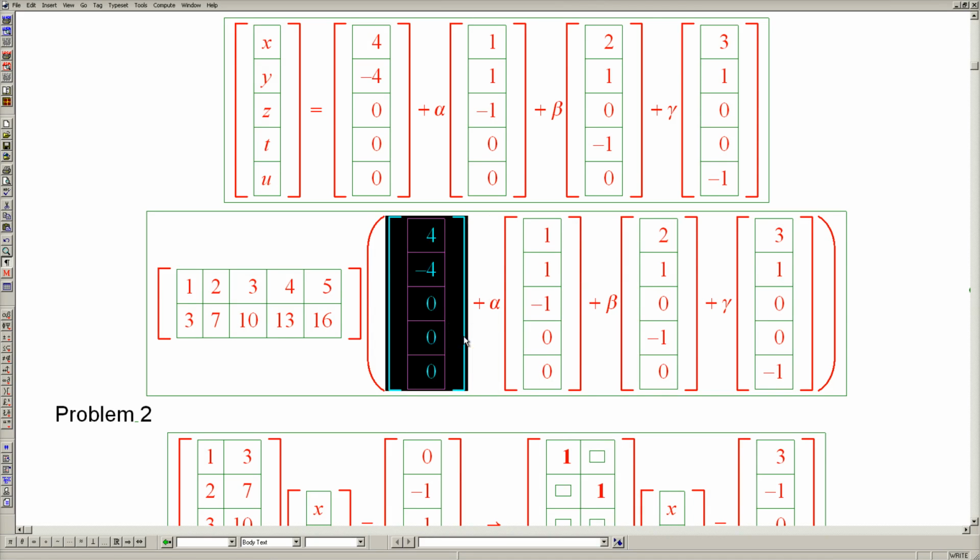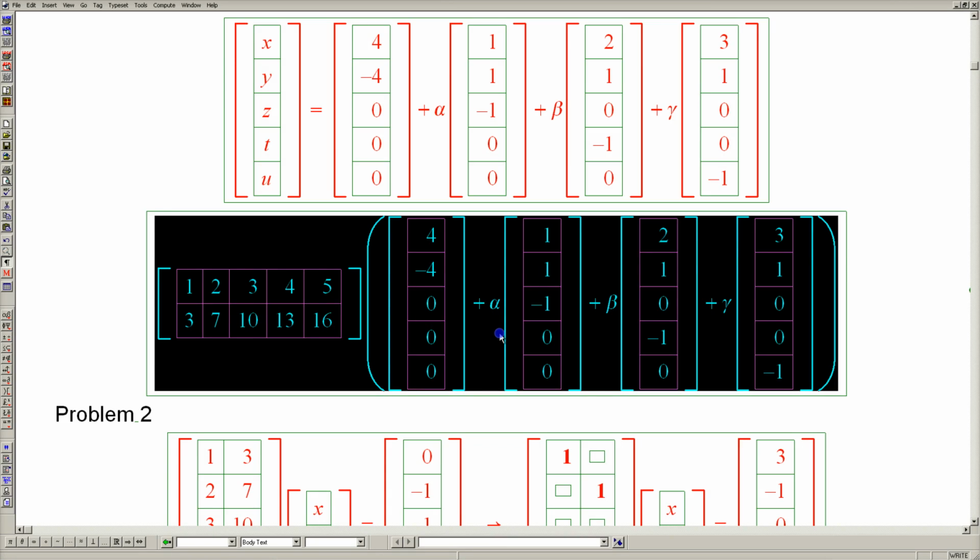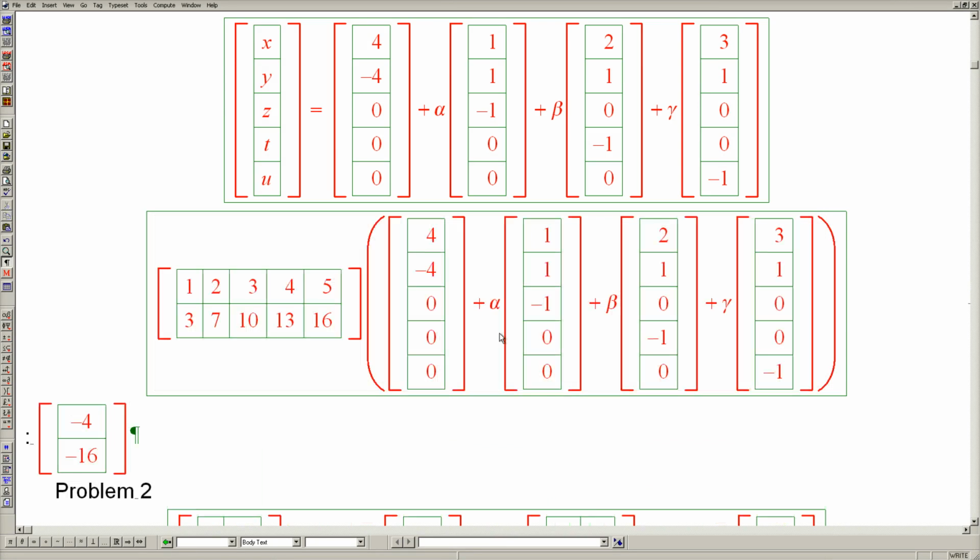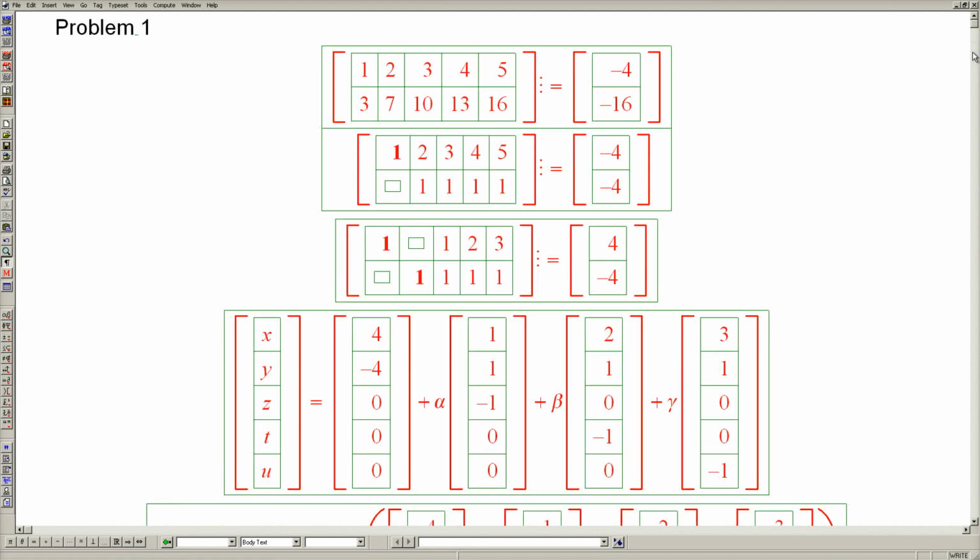Let's see if that indeed takes place. So highlighting this expression and evaluating it yields minus 4, minus 16, which is the correct right-hand side. So there you go. Matrix multiplication is a wonderful thing. So let's figure out what it is.